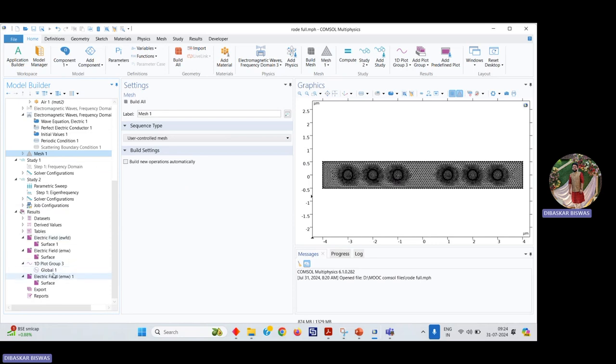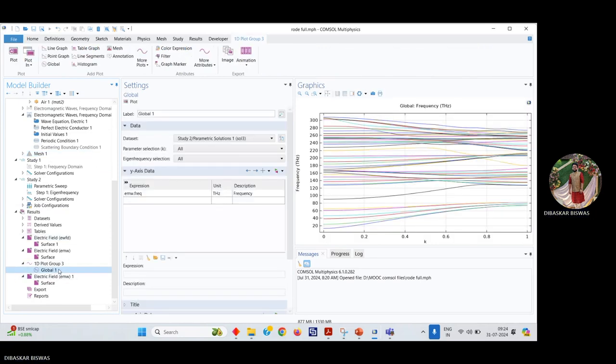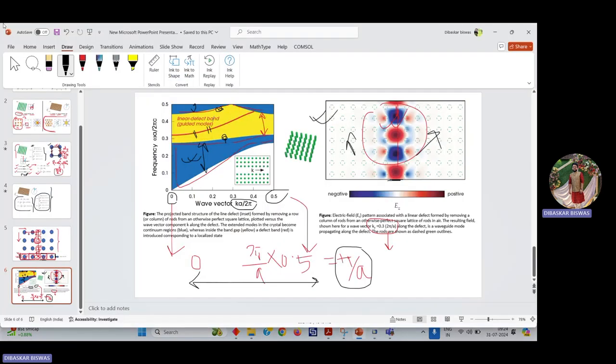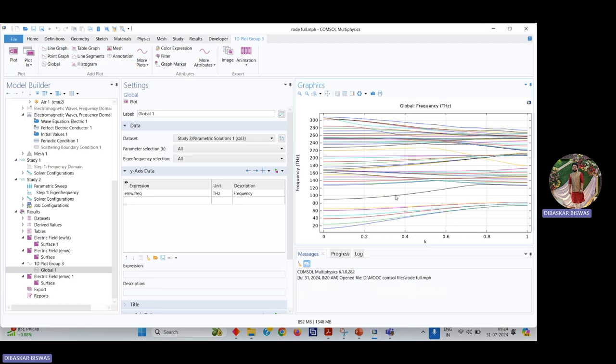So you will get this kind of band structure. Now you can see that at around 85 or 84 maybe, this fine black line structure is the defect state. From about 62 to 122 you get a band gap, and this fine black line structure is exactly what is given here. This is the band structure here, and the fine red line here, this fine black line is appearing.